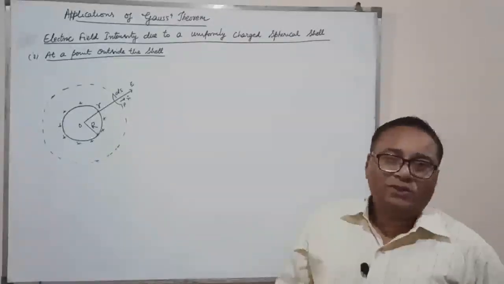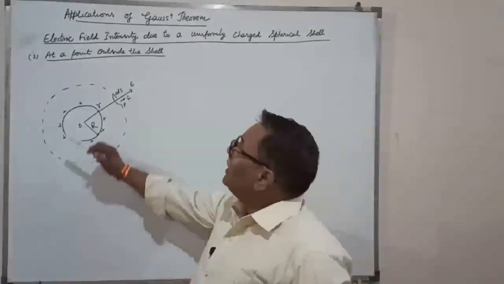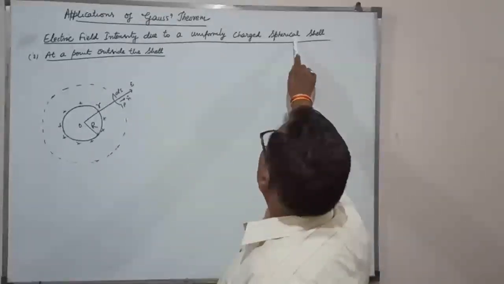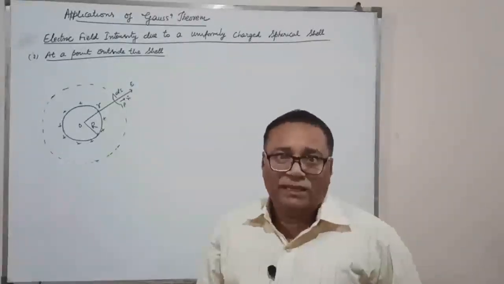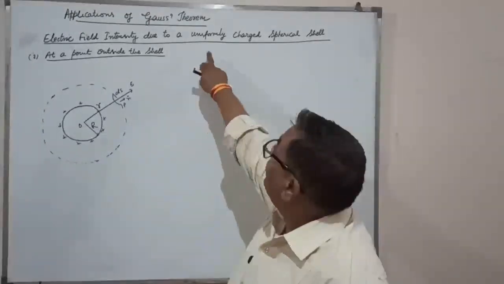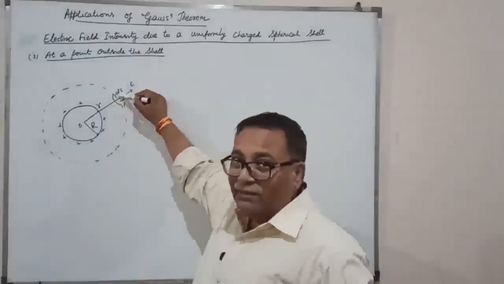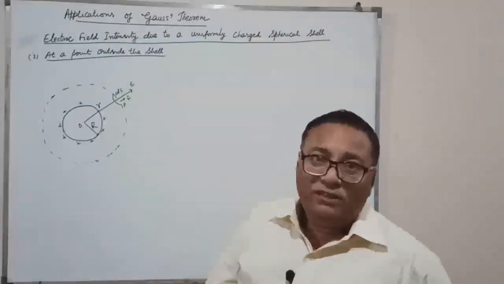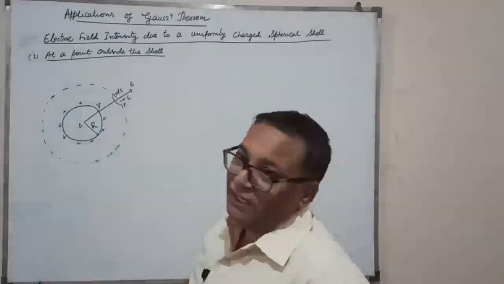So we apply Gauss theorem in simple questions, of which the first is the electric field intensity due to a uniformly charged spherical shell. Shell means a hollow sphere. Then the electric field intensity at a point means the point is outside the shell, at the surface of the shell, and inside the shell. We are taking the first case, the point outside the shell.